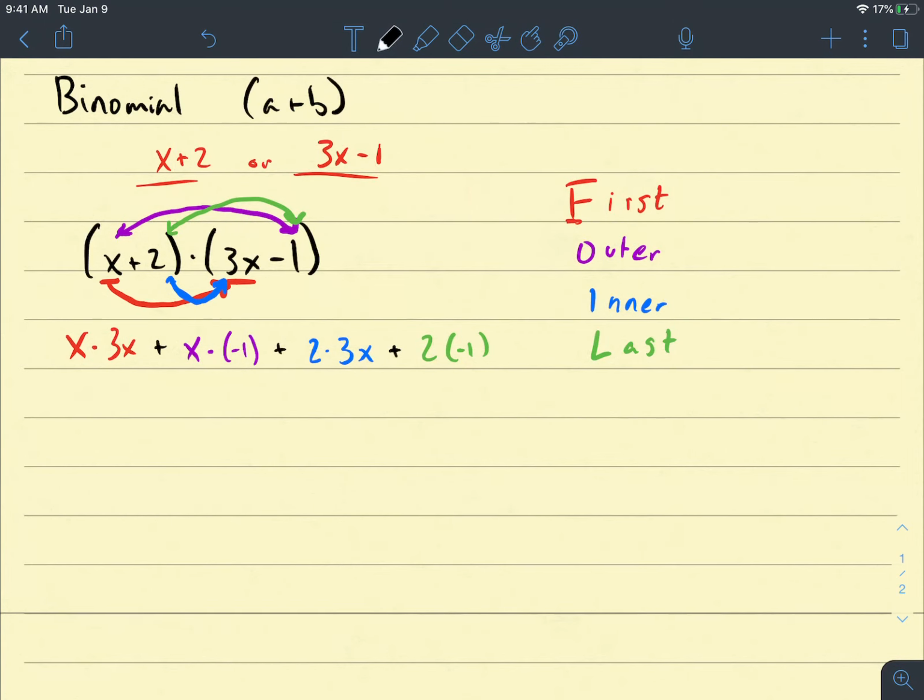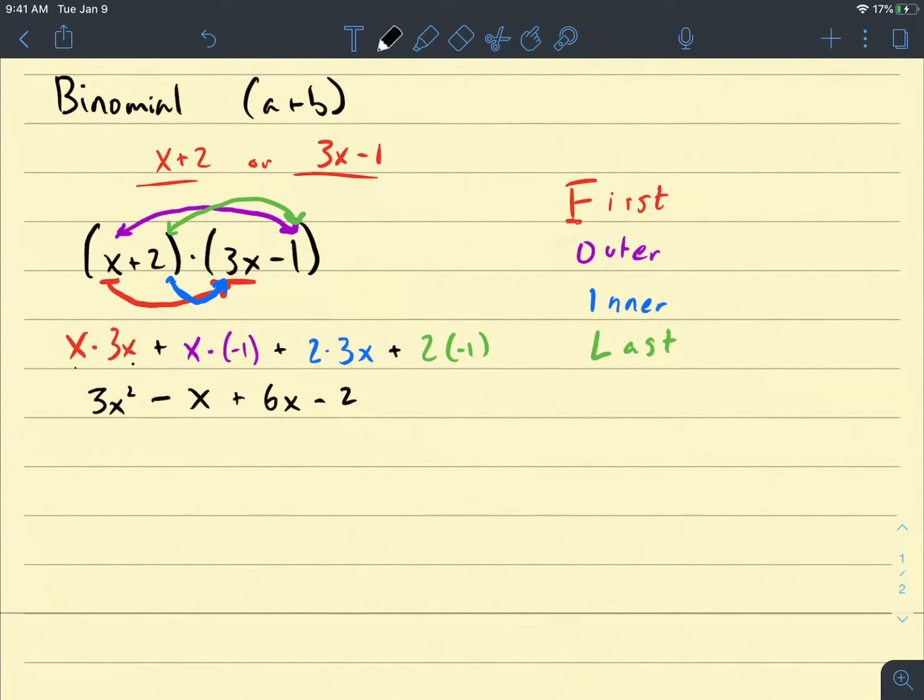All right, so x times 3x, if we remember, that's going to be 3x squared. X times x is x squared, and then we have the 3 in the front. X times negative 1 is negative x. All right, we do not keep the 1 that's invisible. 2 times 3x is going to be 6x, and 2 times negative 1 is going to be negative 2.